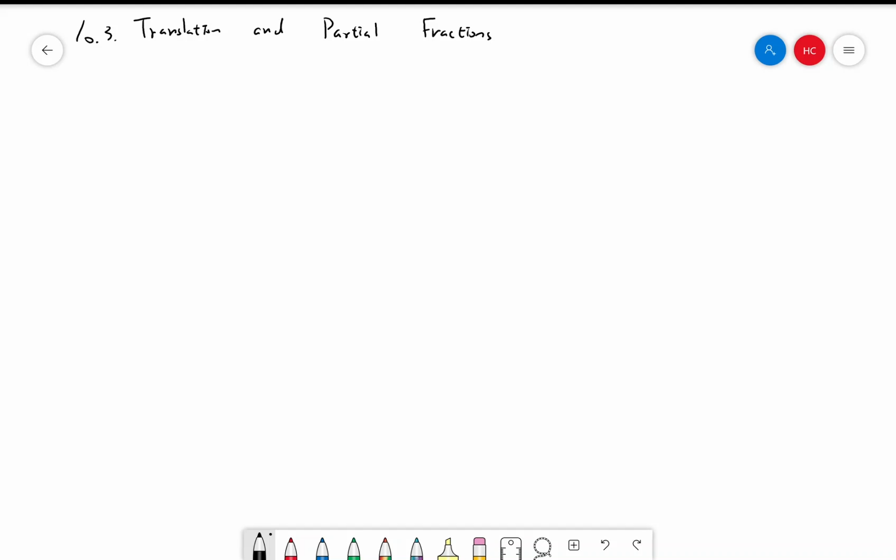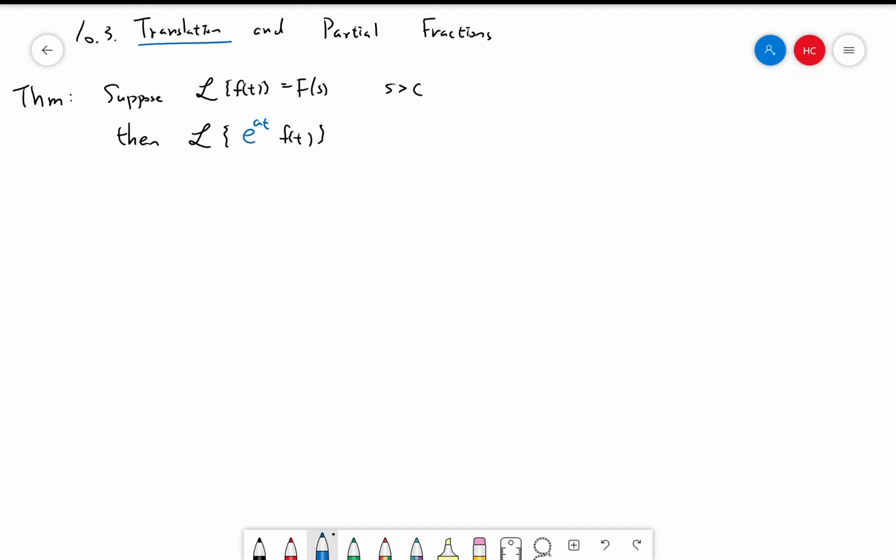Alright, so let's talk about section 10.3, which is on translation and partial fractions. So let's first talk about translation by introducing a theorem. If the Laplace transform of little f is big F, for s greater than c, then the Laplace transform of little f multiplied by e to the at is going to be big F shifted by a, and this is for s greater than c plus a.